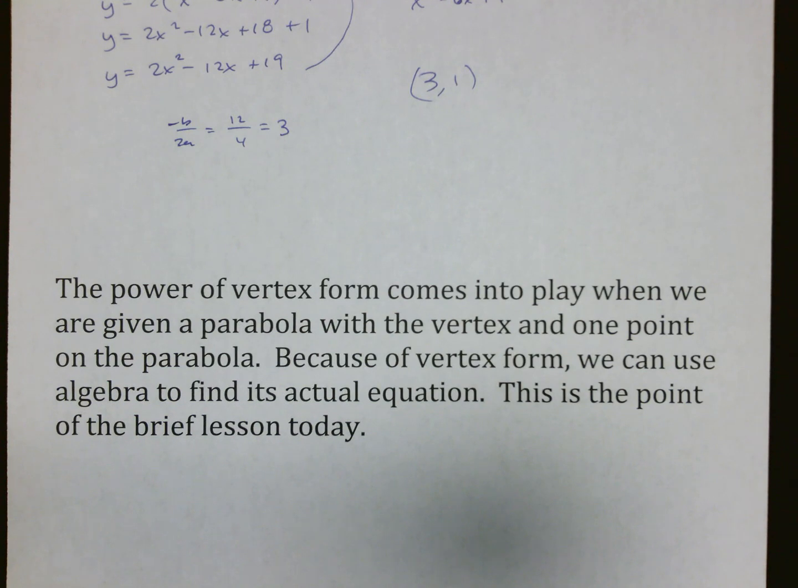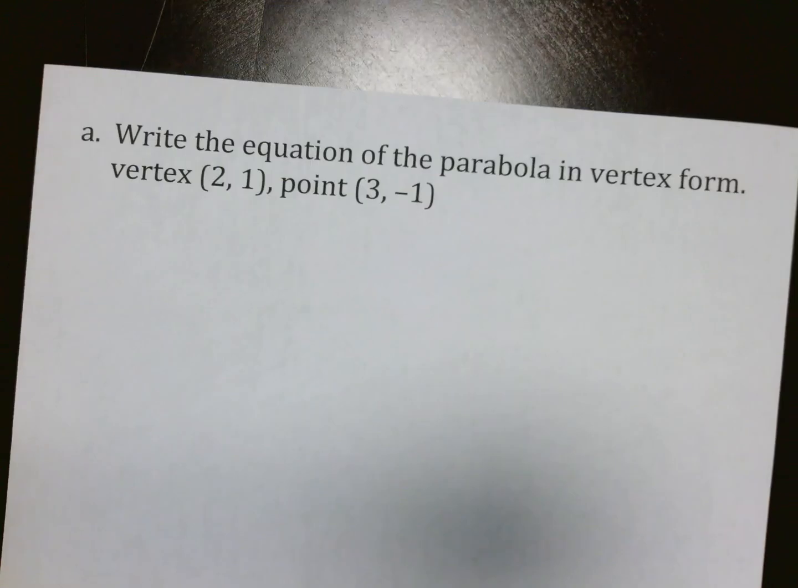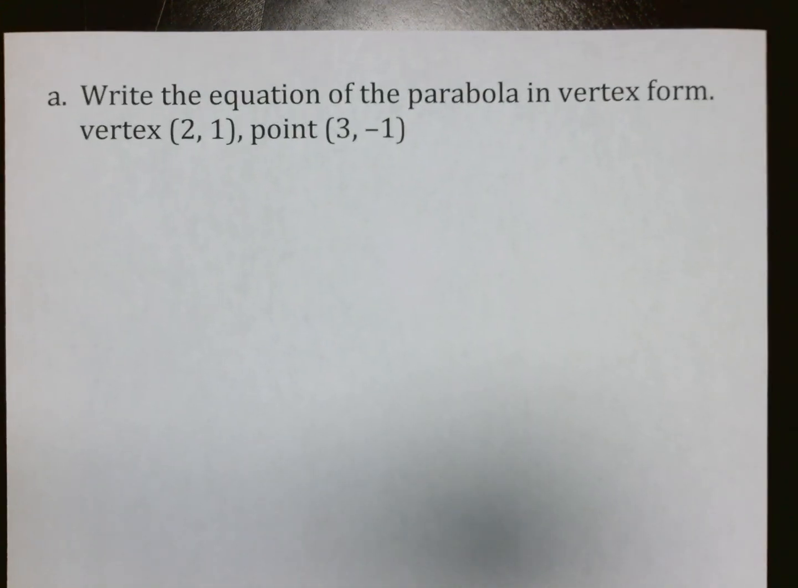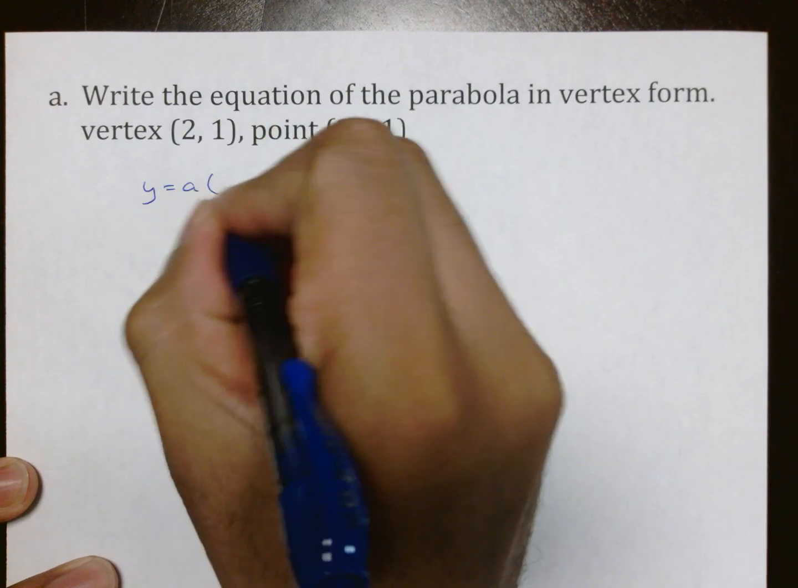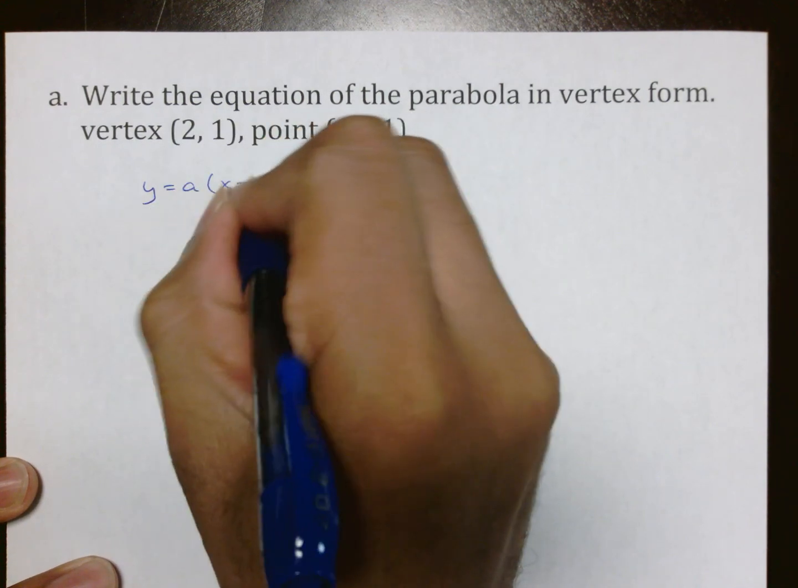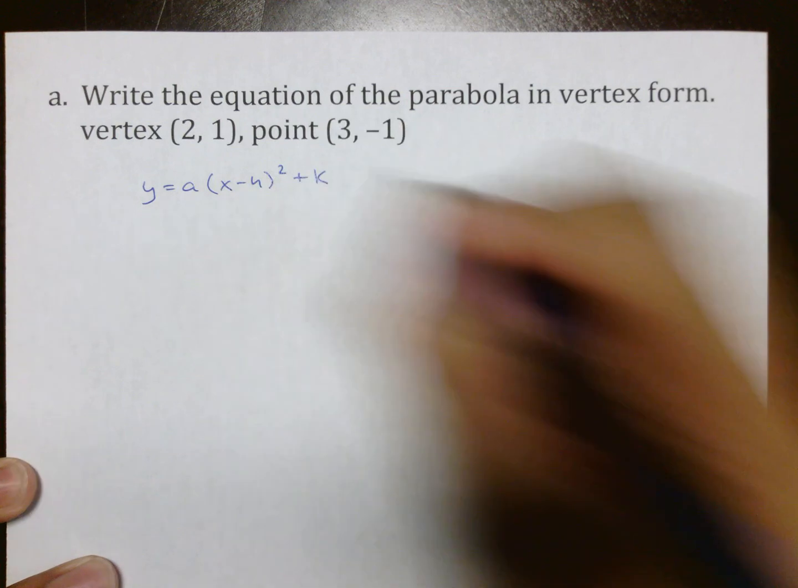Because of that, we can use algebra to find the actual equation, which is pretty important, because there are times when you want to know what the actual equation is, so you can use the curve to your advantage. So if we were asked to write the equation of a parabola in vertex form, and they gave us a vertex and a point, we would use the general formula of vertex form.